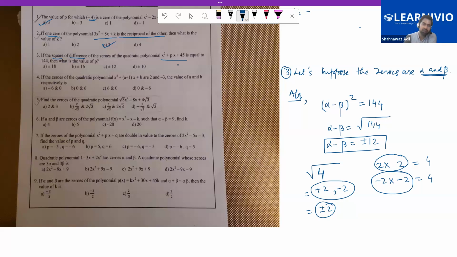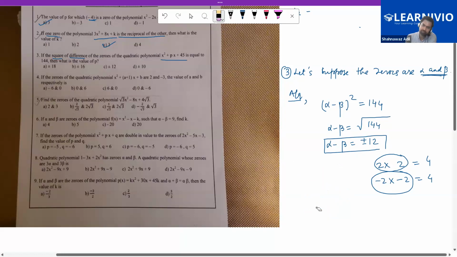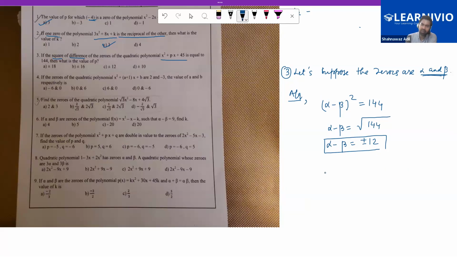And what else do we have? We also have alpha plus beta. What is alpha plus beta? Can you tell me? Alpha plus beta is equal to minus b by a.